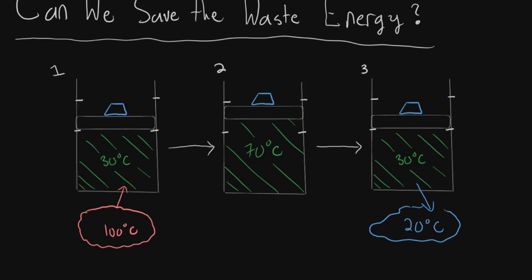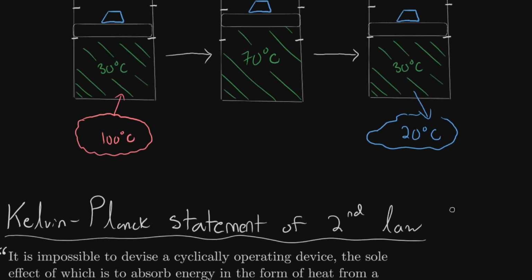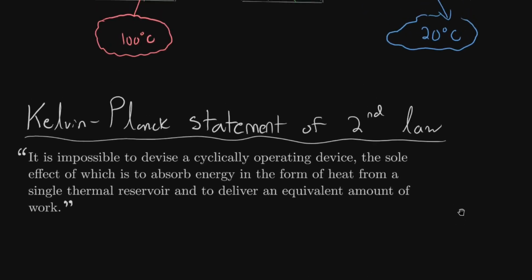You need to have a high temperature and a low temperature. And in fact, this is one of the statements of the second law. Kelvin and Planck both had different statements that were kind of the same thing, kind of not, and so the textbooks just smash them together. And they're like, all right, here's the Kelvin-Planck statement of the second law. Basically, if you're operating on a cycle, you can't just bring work out from a high temperature source. You also need a low temperature sink.